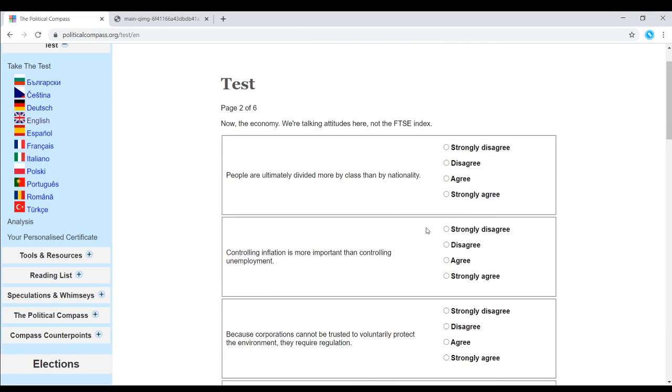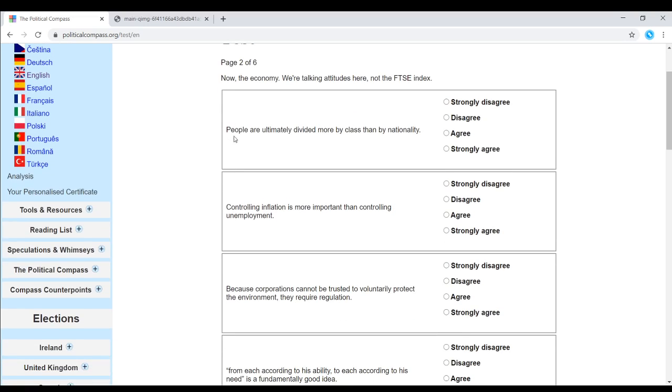Okay, the next page. Now the economy, we're talking about attitudes here, not the FTSE index. Okay. People are ultimately divided more by class than by nationality. I'm going to disagree with that. I think that people are oftentimes way more divided by nationality.